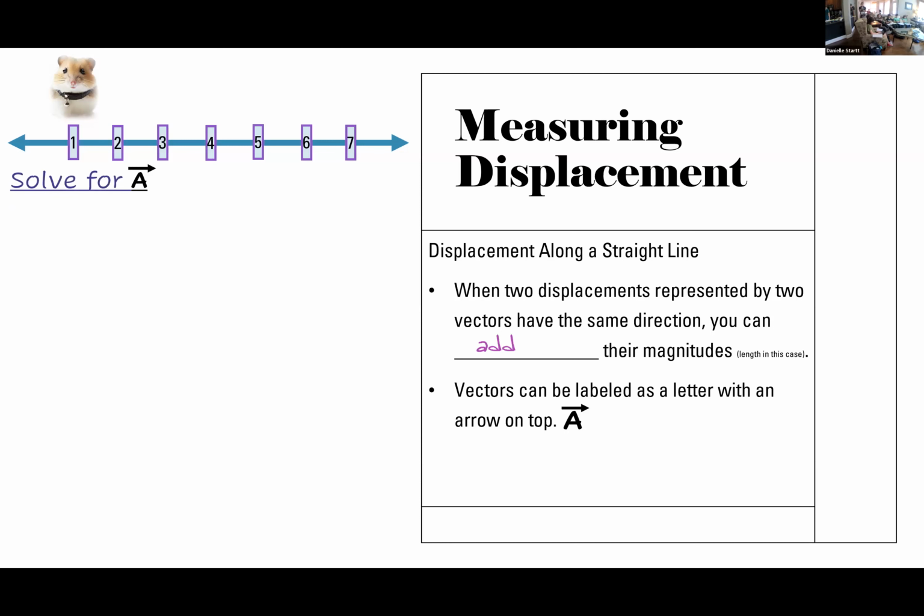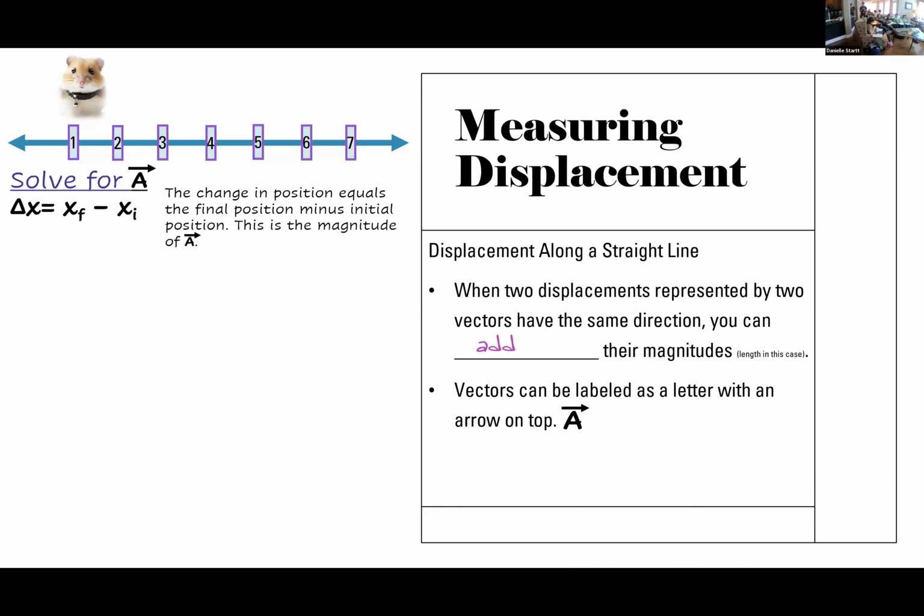Vectors can be labeled as a letter with an arrow on top. If you've done algebra or geometry, it might be like a ray. So we're going to solve for A. This is going to be vector A. Here's our formula, and Fido just shifted. The change in position equals the final position minus initial position. This is the magnitude of vector A.